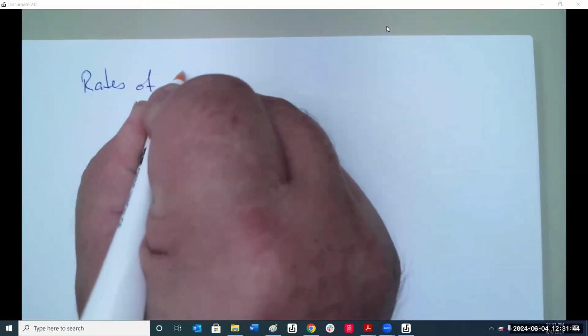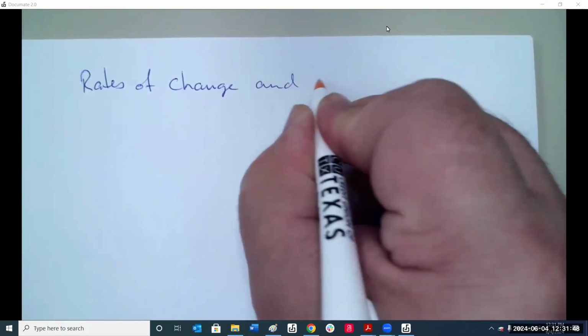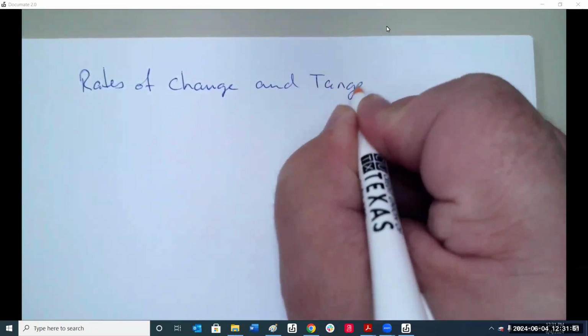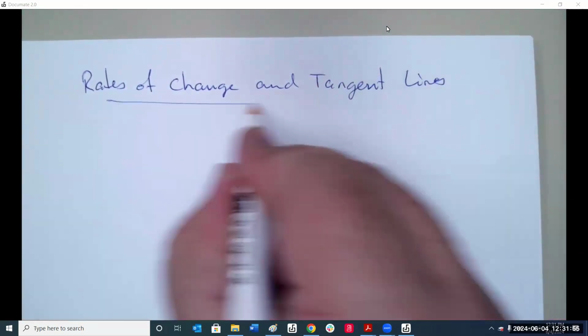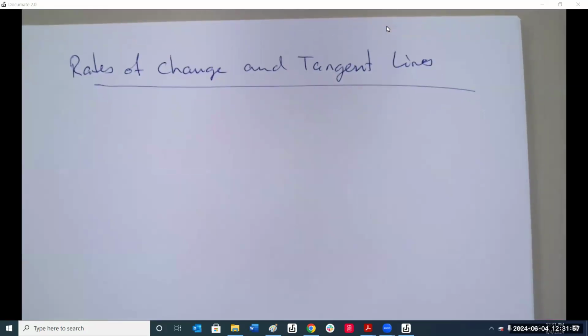Let's look at the next part. Rates of change and tangent lines. Oh, that's when we need these next pictures.